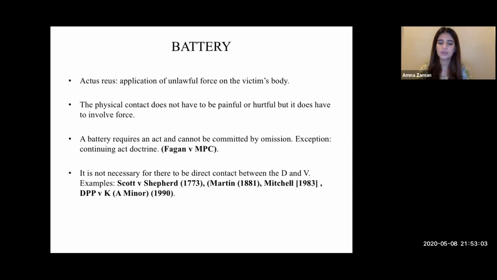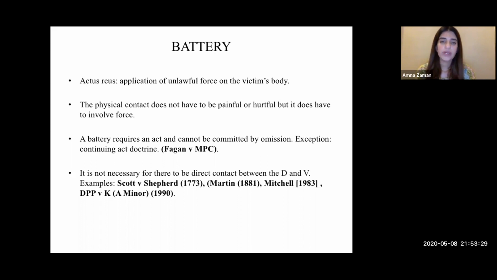So for instance, spitting on the victim, throwing water on them, cutting their clothes while they're still on their person, or kissing them without their consent. All of this would amount to battery, because in one way or the other, force has been applied to the victim's body. And for crimes against autonomy, we do not need proof of harm.